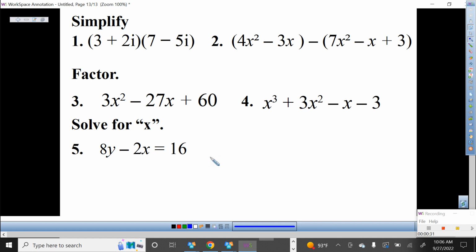Number one is a straight multiplication, binomial times binomial, yes? All right, William, go. What'd you get? Negative 10i squared minus what? 29i plus 21.